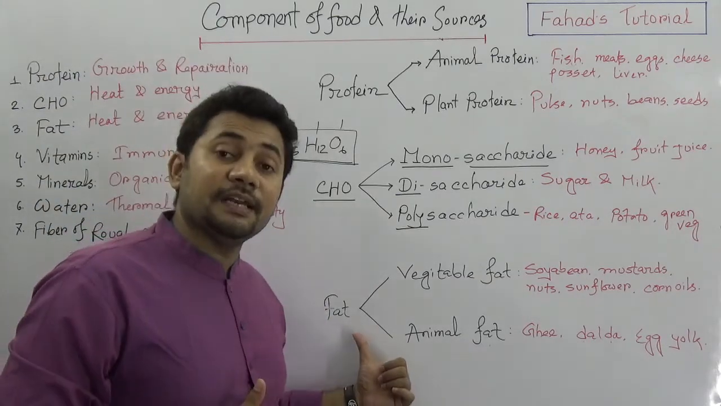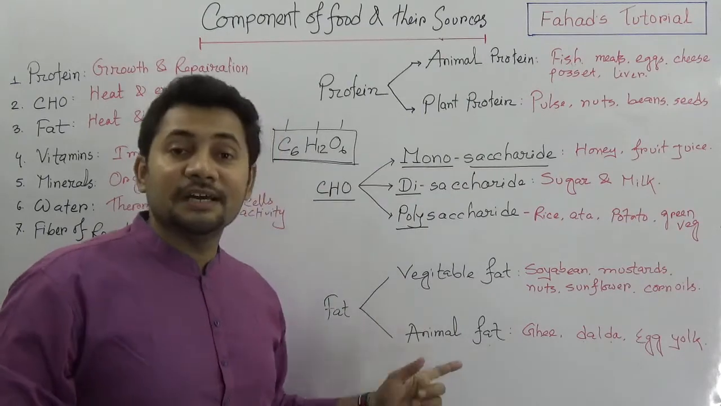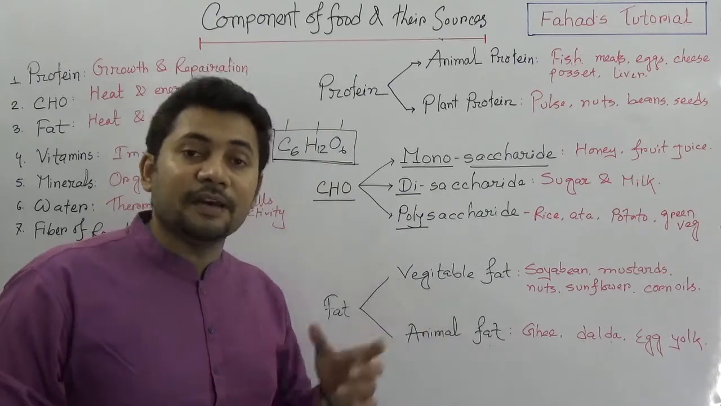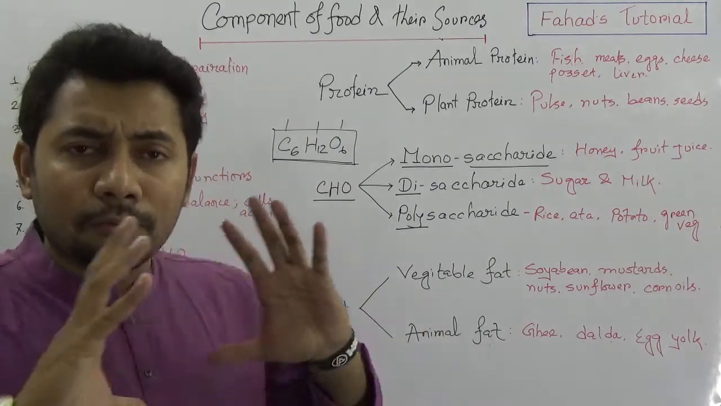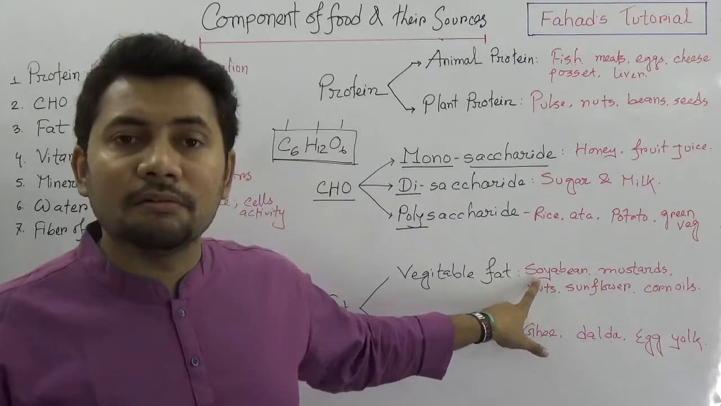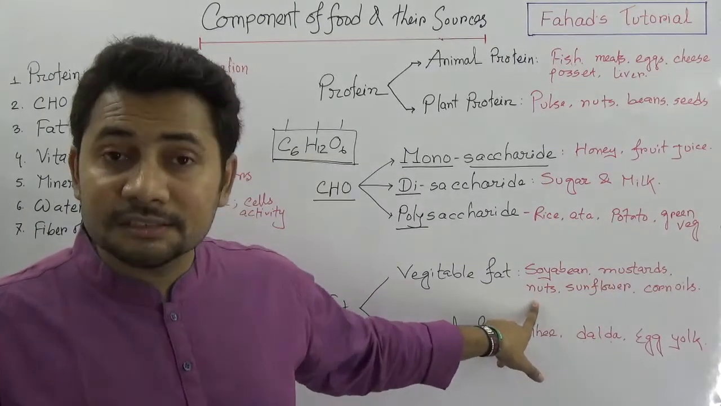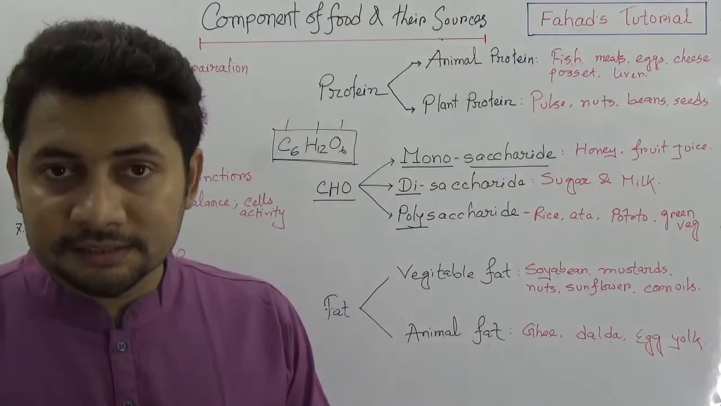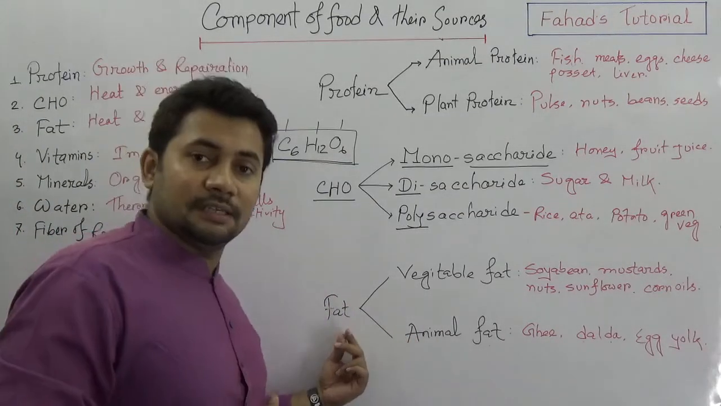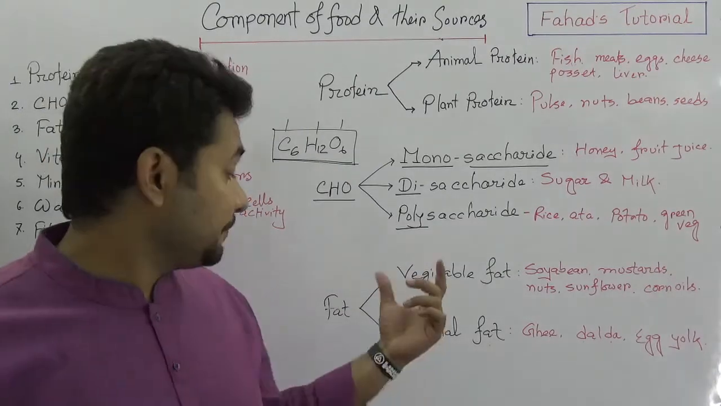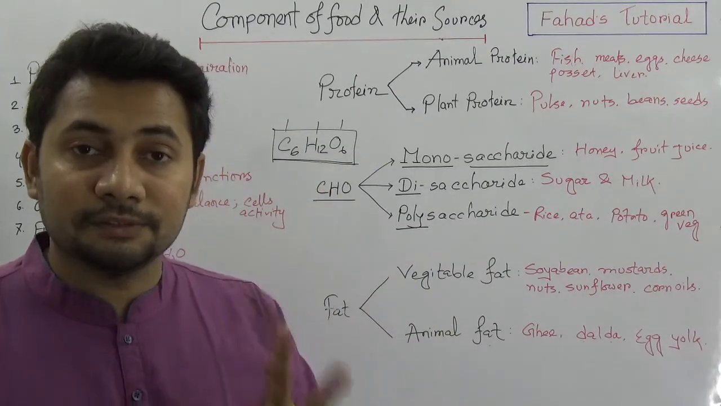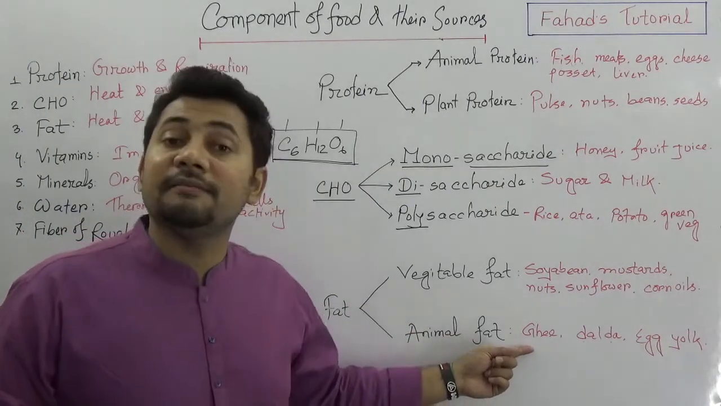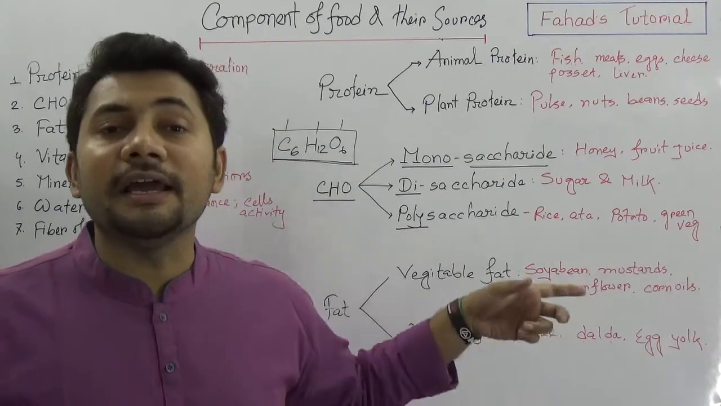So we can say that the source of fat is divided into two parts: vegetable fat and animal fat. Vegetable fat is widely used, like soybean or mustard oil, even nuts, sunflower or corn oils. Those oils are the source of fats. So fat has two types of source: vegetable fat and animal fat. In animal fat, we can have it from ghee, dalda, egg yolk.